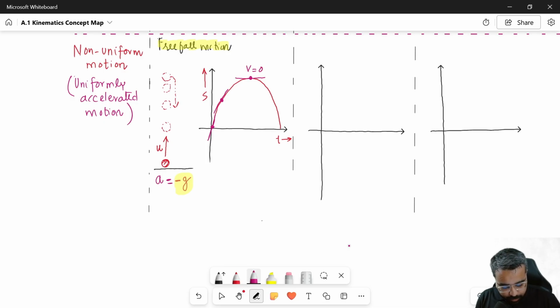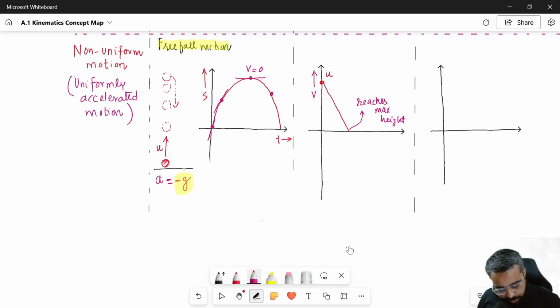Okay, so it means that in the velocity time graph, we can start the graph from some maximum positive value, which is the initial velocity, and then we can take it down like this, and this is in fact the time when it reached the maximum height. So then what happened after that?